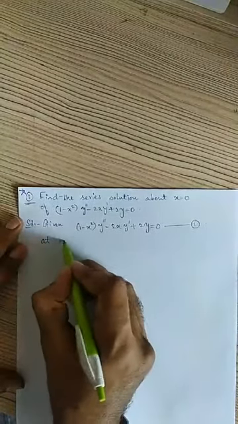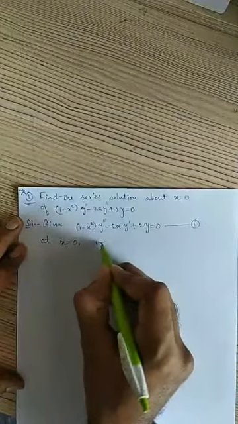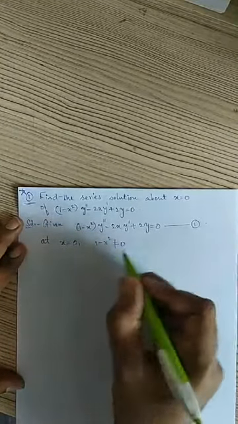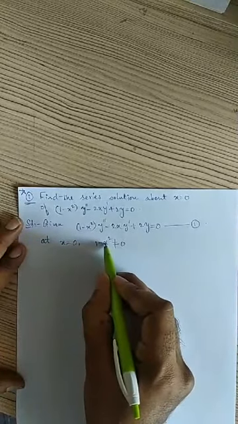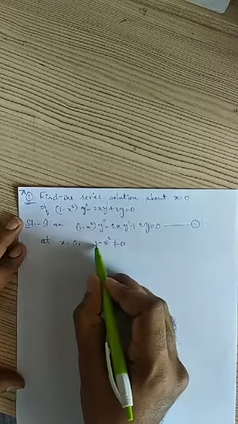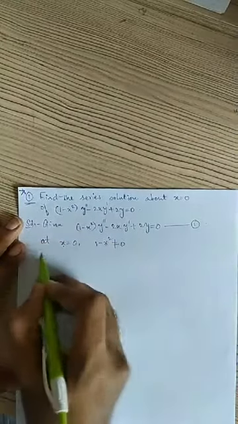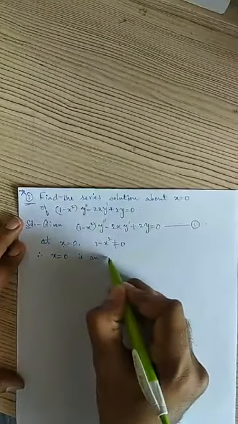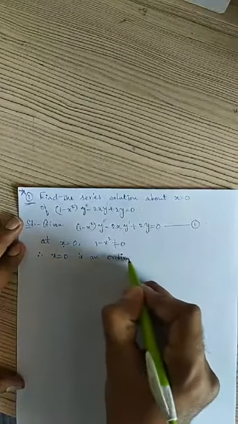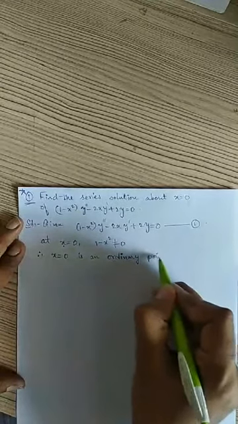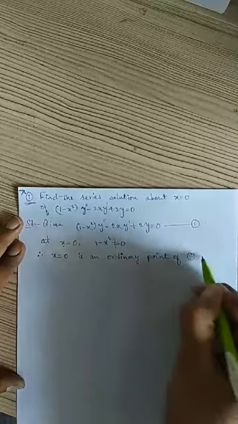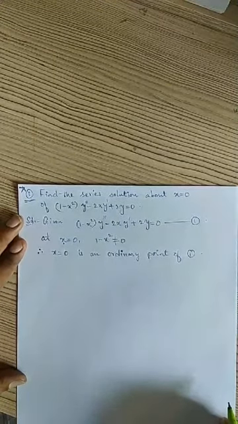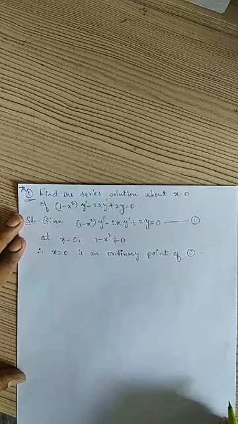At x equals 0, 1 minus x square is not equal to 0, because when you substitute, 1 minus 0 is 1. That is why 1 minus x square is not equal to 0 at x equals 0. Therefore x equals 0 is an ordinary point of equation 1. So in every problem, for finding the series solution, we definitely have to check whether x equals 0 is an ordinary point for the given equation or not.